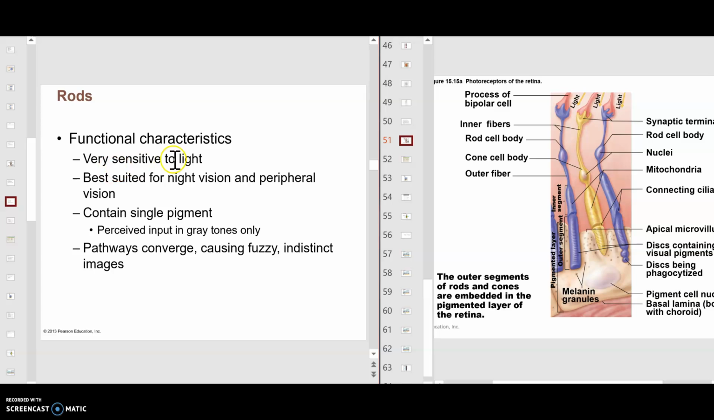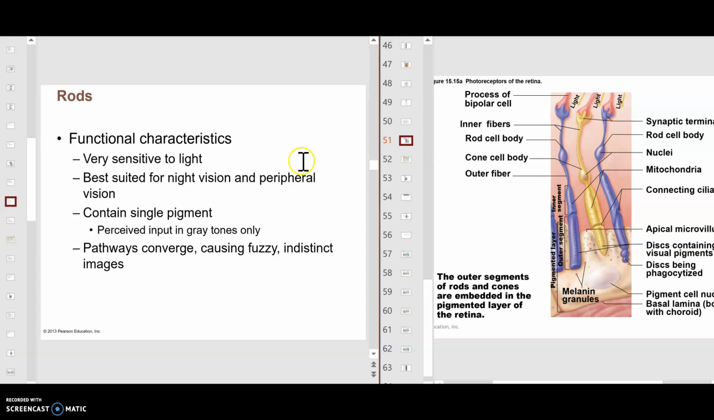The functional characteristics of the rods, which would be these: they're very sensitive to light, best suited for night vision. One photon of light can activate them. They contain a single pigment and perceive input in gray tones. Their pathways converge. The convergence means that several bipolar cells synapse on a ganglion cell, so they come together.